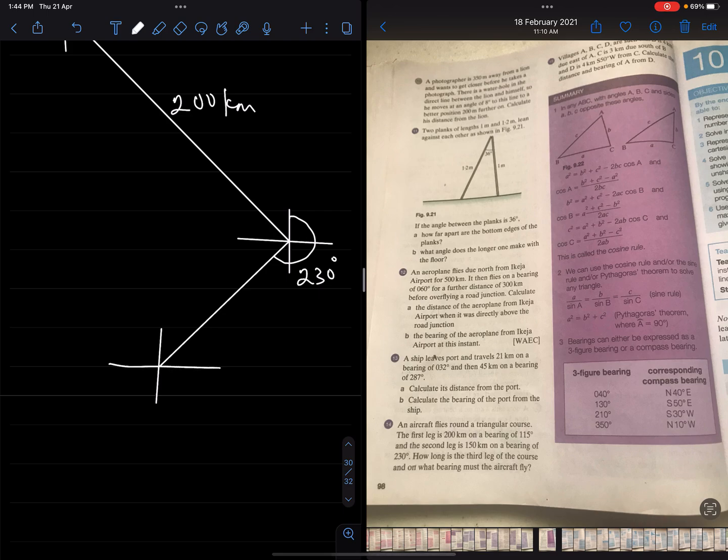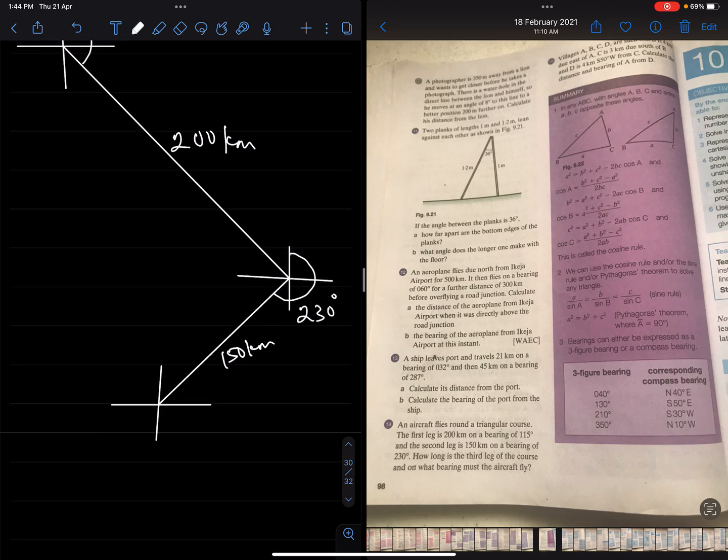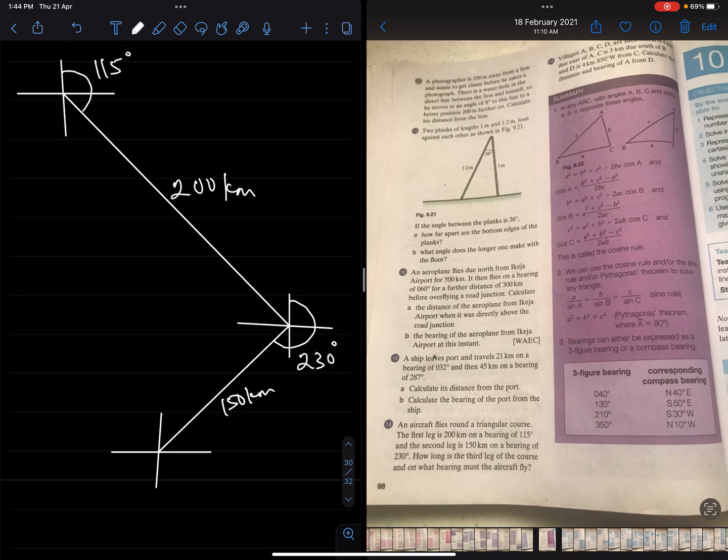This is where it is now, and the distance is 150 kilometers. The length of the second leg is 150 kilometers. Now the question is, how long is the third leg of the course, and on what bearing must the aircraft fly? The third leg is going to be movement from this place to this place. That's how it's going to form a triangle.